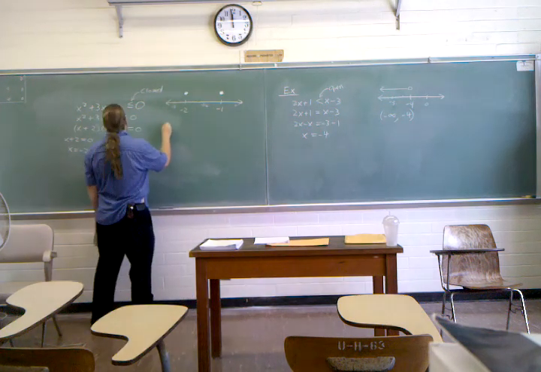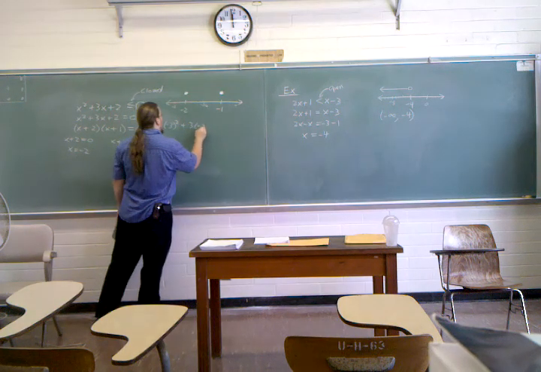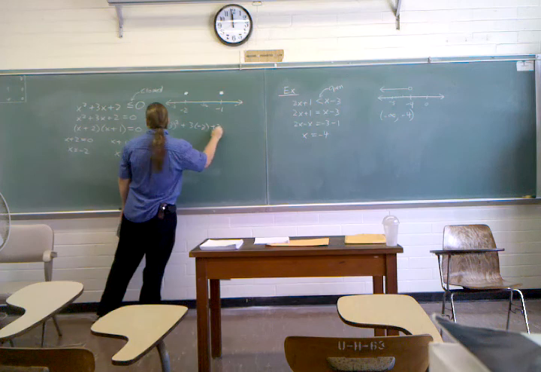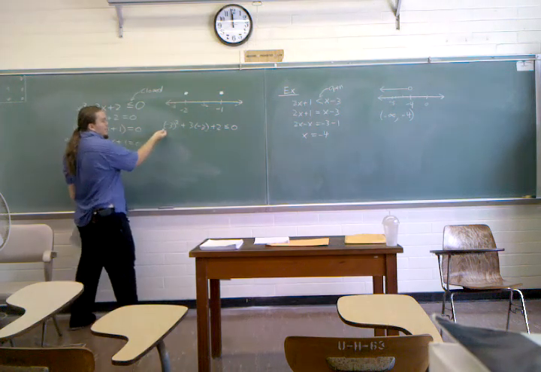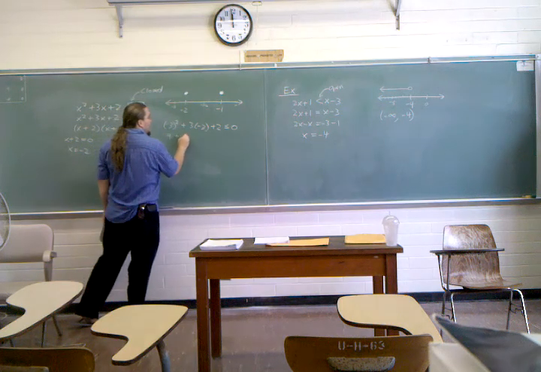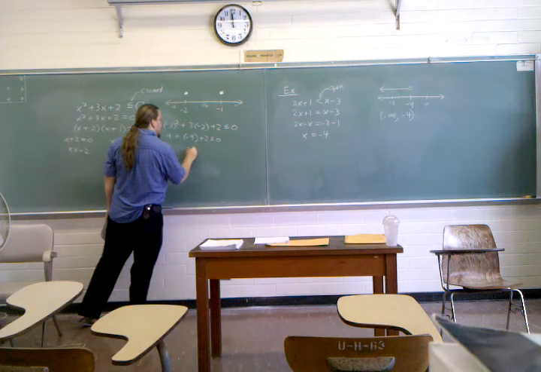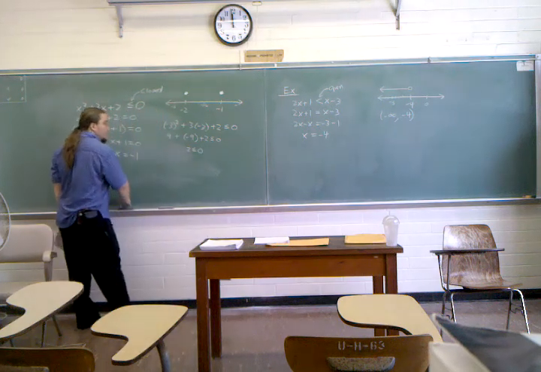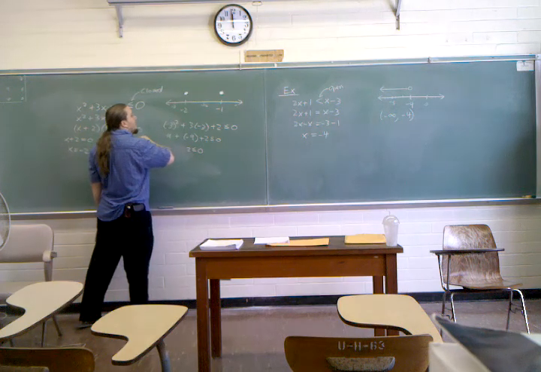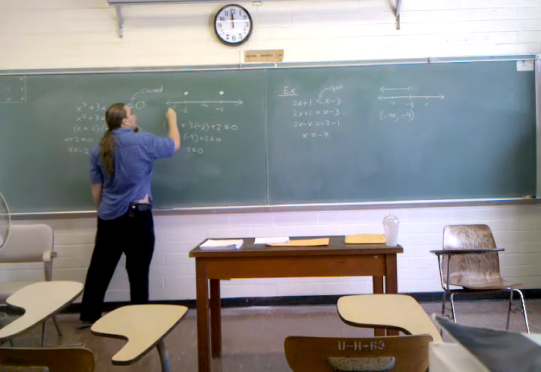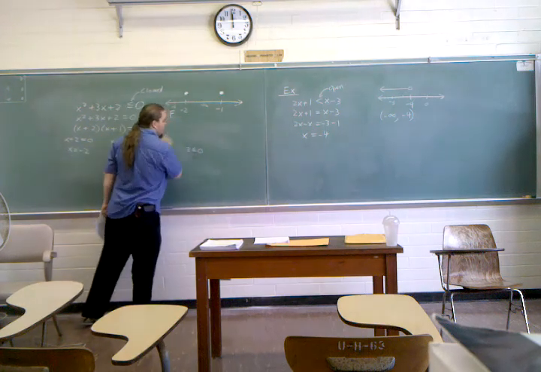So let's try -3. -9, 2. 2 is less than or equal to 0. So this is not part of our solution set. So I'm going to put a big F underneath that part for false.